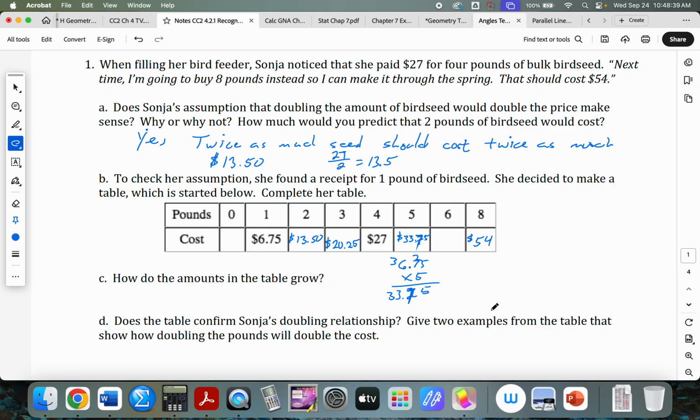All right, tell you what, talk to your neighbor. What's an efficient way to find the cost for 6 pounds? Go.